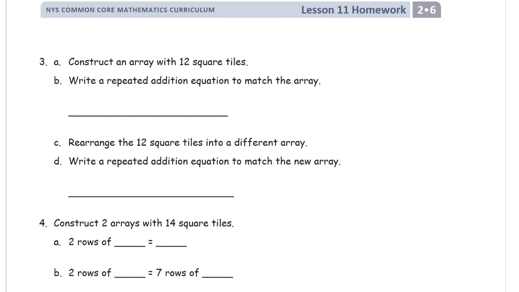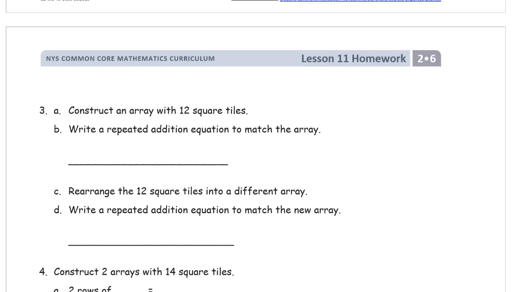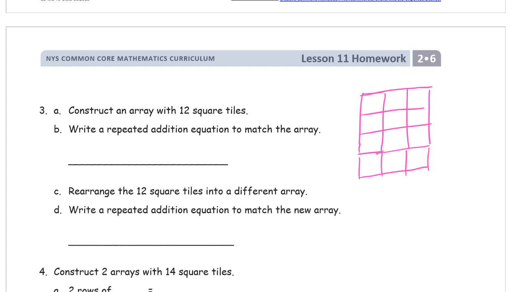Construct an array with 12 square tiles. All right, so 12 square tiles. Well, I could just do kind of what I did before. But I don't want to draw one row of 12 because it's just going to be too long. So I could do 3 of them. That's 9, and I need one more row to make it 12. And this could be either 3 fours or 4 threes.